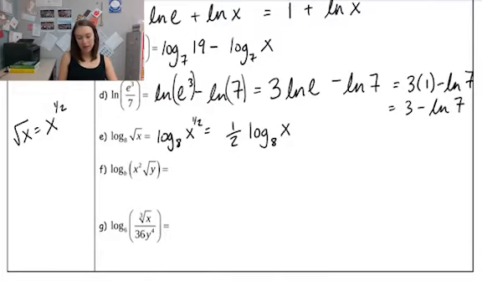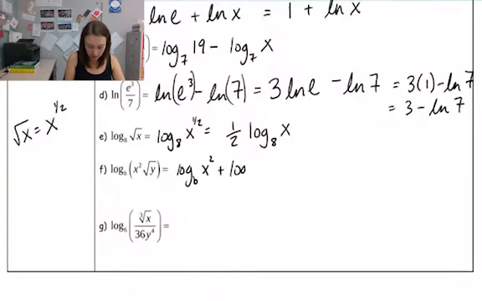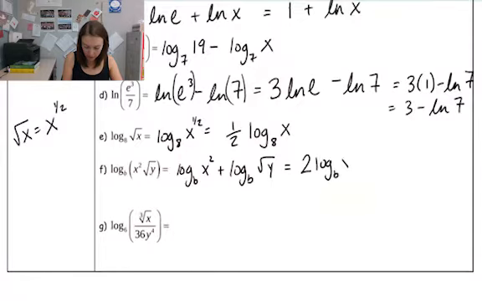So part F, we're combining a few of these rules. We have log base b of x squared plus log base b of the square root of y. And then I'm going to use my power rule, bring the 2 in front of the log base b of x, plus the 1/2 for the y to the 1/2 power because of the square root, times the log base b of y. And this last one is really cool.